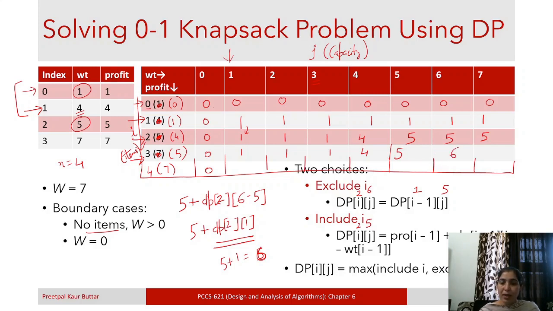Okay, and then you move to this cell, and here you can exclude this item, then the profit will be 5. You can include this item, then the profit will be the profit of this item plus the solution to the previous subproblem, that is dp2, and here 7 minus 5. The capacity of the knapsack is 2. So dp2 comma 2. What is 2 comma 2? It is 1. Okay, so it is 6. The maximum is 6. Okay, so this is also solved.